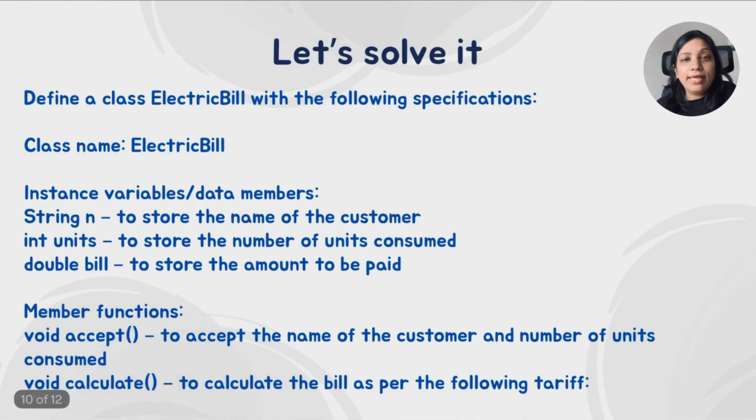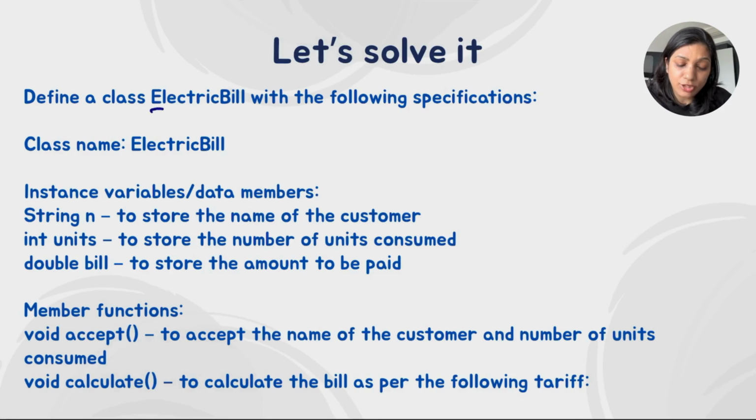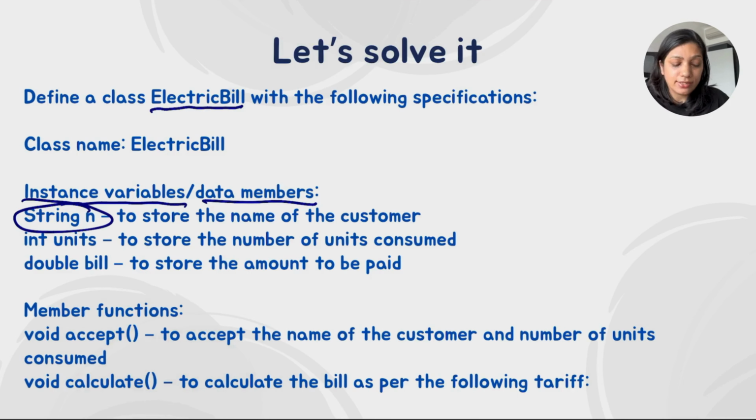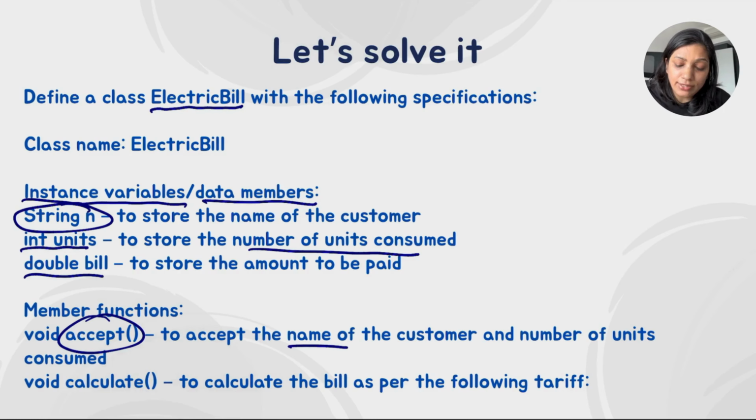So here I have a question. With the help of this example, anybody can easily understand how to implement classes, define data members, and write member functions. So first, let's try to understand this question. In this, we have to define a class electric bill, and the specifications are given here. The instance variables or the data members given here are string n, which is going to store the name of the customer, int units, which will store the number of units consumed, and double bill.